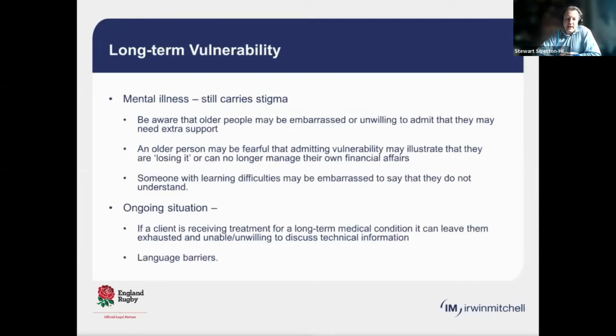Long-term vulnerability, we usually think of mental illness when we talk about long-term vulnerability. That's the sort of obvious one. Mental incapacity, special educational needs. The problem is mental illness carries a stigma, and it shouldn't do, but it does, unfortunately. We need to be aware that those living with mental illnesses, living with dementia, are very likely to be embarrassed, are very unlikely to admit that they need extra support, and are hugely unlikely to say, hang on a sec, I'm sorry, I don't understand what you're talking about. Could you repeat it, please?